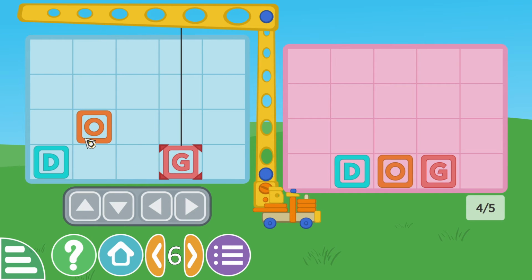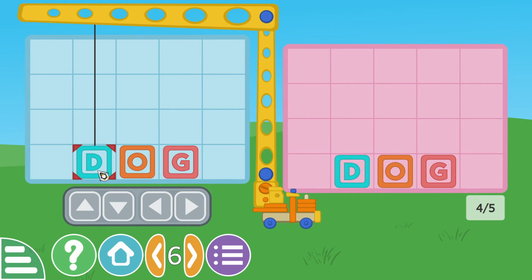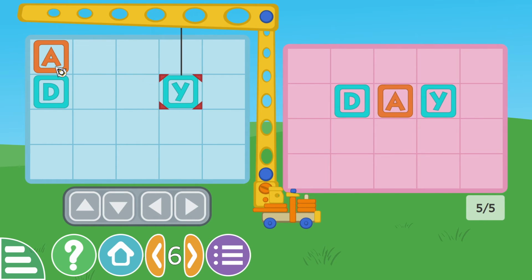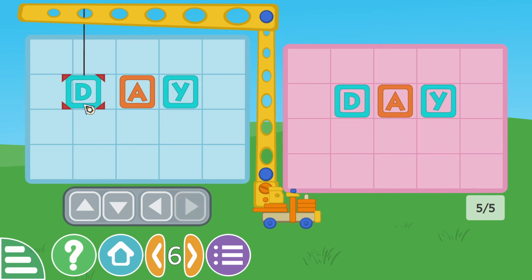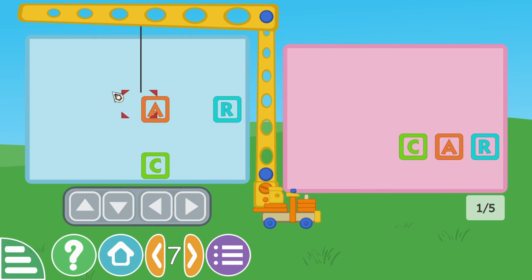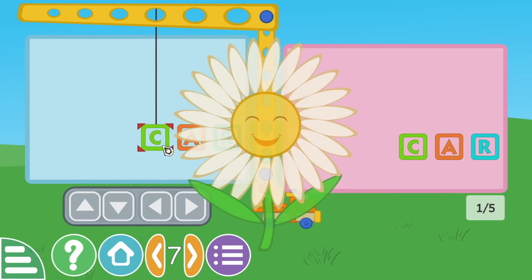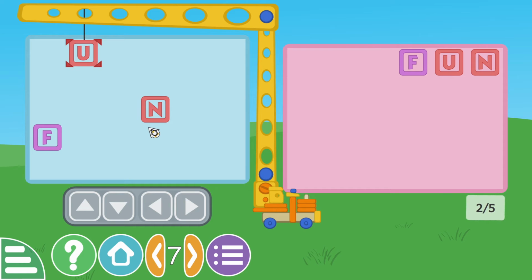A lot of people have pets, and a popular one is a dog. Day is the time where you can see the sun, or the sun makes things bright, which is the opposite of night. Car. A car can take a few people from place to place. Fun.